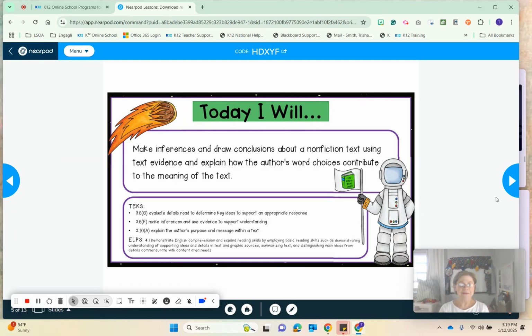So fun times. All right, so today we are going to talk about how we can make inferences and draw conclusions about a nonfiction text using text evidence and explain how the author's word choices contribute to the meaning of the text. So put your thinking hats on, sit back, don't relax, because when we relax a little too much sometimes, we stop paying attention. So sit back, focus, follow along in the lesson.